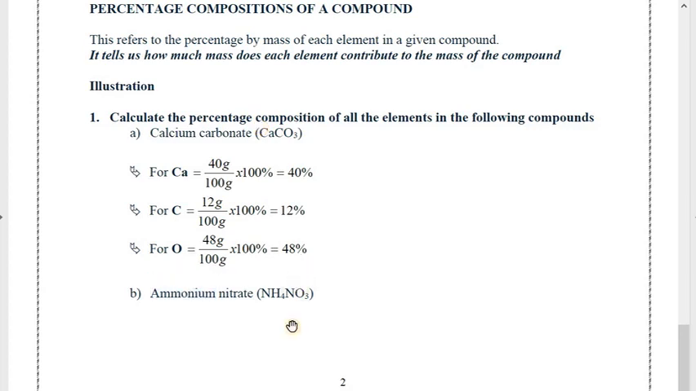The same thing you're going to do for ammonium nitrate. For ammonium nitrate, you're going to find the overall mass of this NH4NO3, then you start by saying how many nitrogens are there. So you have 2 nitrogens, what is the atomic mass of nitrogen? You find the atomic mass of nitrogen, and then you divide it by the molecular mass of this compound, and it tells you what the percentage composition of each of those individual atoms is.